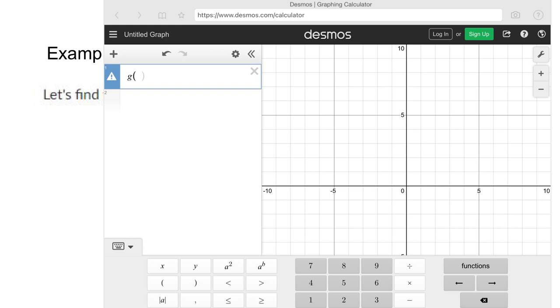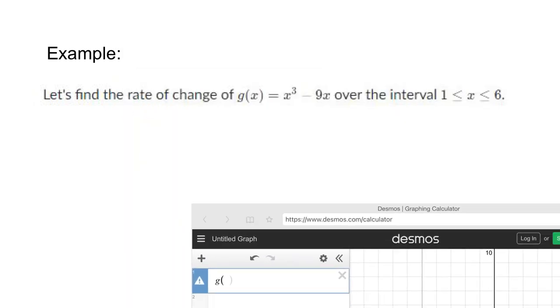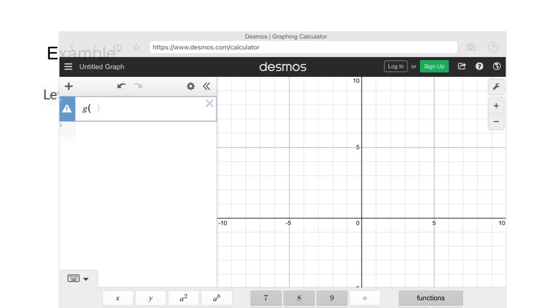g of x equals x to the third minus 9x. So there's my function. And what they want me to look at is the interval from 1 to 6. Now, to find the value of my function at 1, it exists right down here, at -8, it looks like. But then to go and find it back at 6, I'd have to go way up here. It might take me forever to get there.